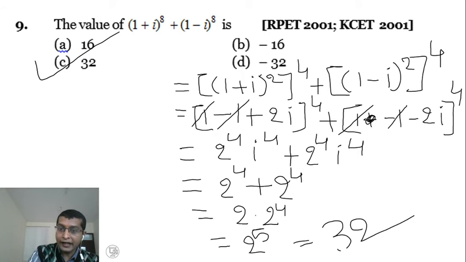Here also we have to expand it, and in both cases plus 1 minus 1 cancels, so remove it. That i raised to 4 is plus 1, and then 2 raised to 4 repeated 2 times, 2 into 2 raised to 4. Using the laws of indices, a raised to m into a raised to n is a raised to m plus n, so 2 raised to 5, and 2 raised to 5 is 32, so option C is the right answer. Like this you have to use a simple trick.